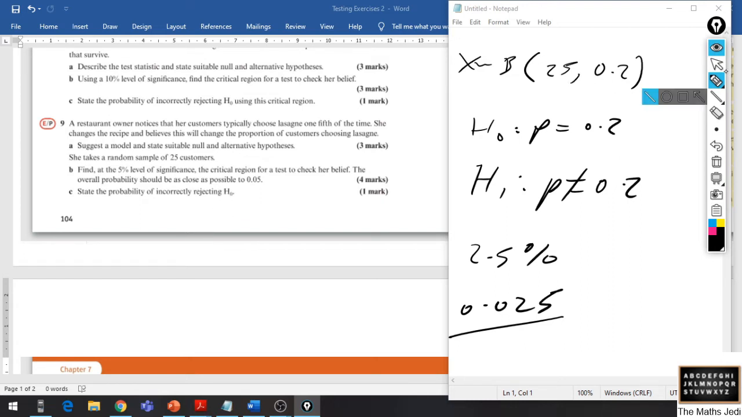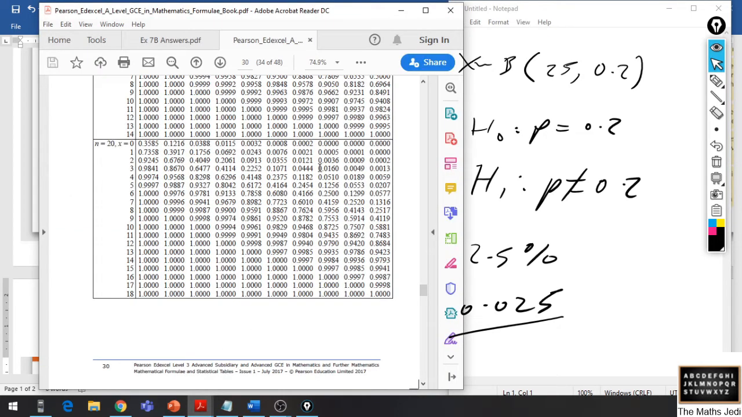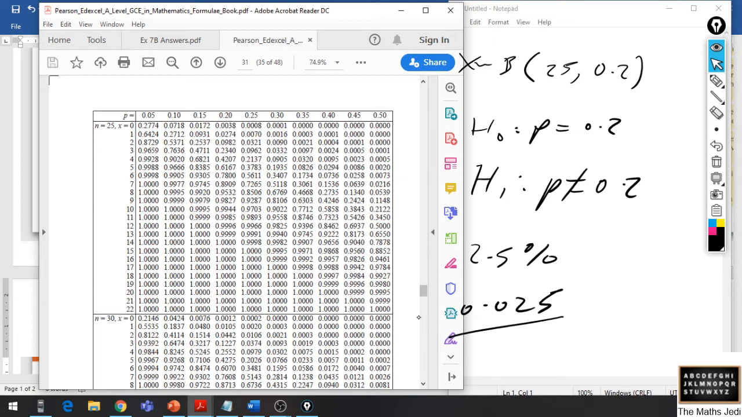Now for this particular question, I'm going to use the tables this time, so I'm not going to use the calculator. 25 is quite a large value, so I'm going to use the tables, and to be honest, with most two-tailed distributions, you're going to find the tables can be quite useful for this. So here are the tables. Here's the size 25. This is the probability I need, 0.2.